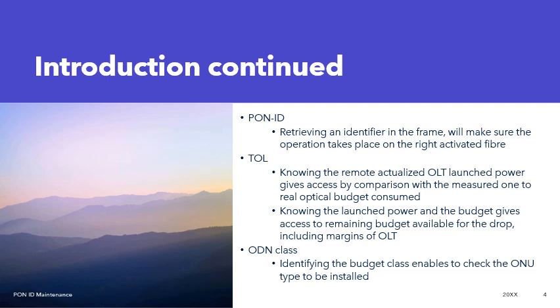So with just the ID of the PON line, we will not be able to proceed further. It's just a reference, but we need to know the launched power, and then we also need to know the budget. So the launched power and budget is a combination which will tell you how to plan the remaining networks. The budget is got via the ODN class, and the launched power details are got via the TOL bits.